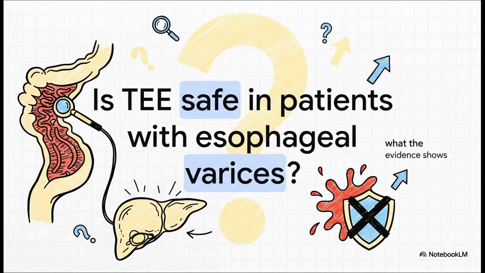And this brings us to a really common and important clinical question, one that comes up all the time, especially for those of us who do a lot of liver transplant anesthesia. Is it actually safe to put a TEE probe in a patient who you know has esophageal varices? There's a very real fear of provoking a massive, catastrophic bleed. So let's take a look at what the actual evidence tells us.